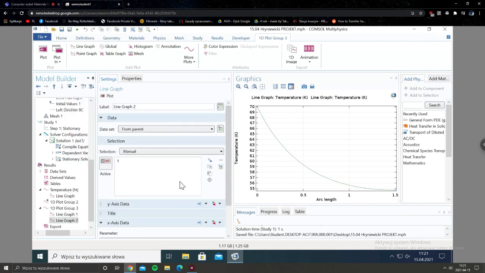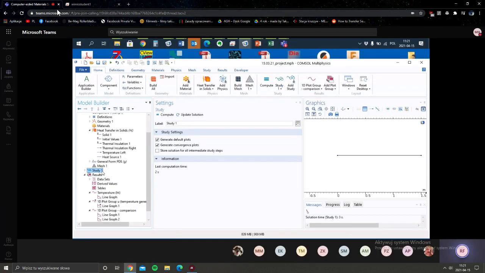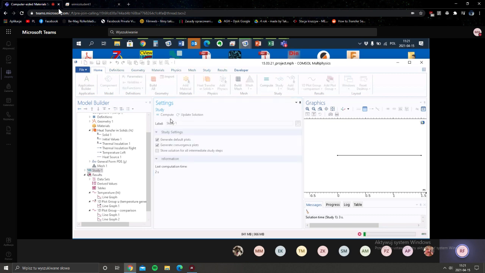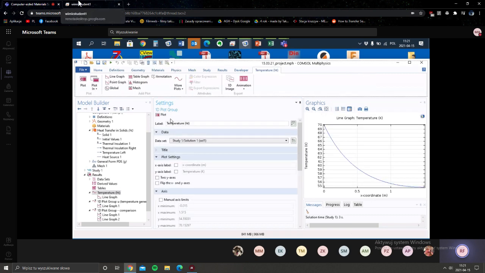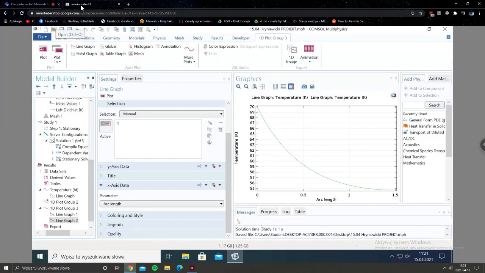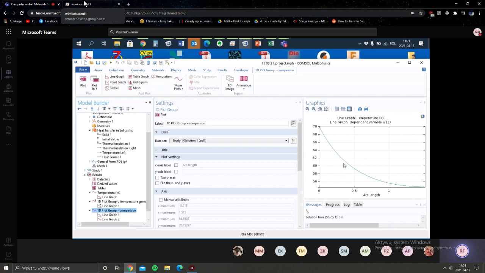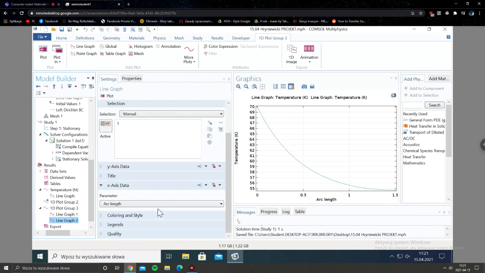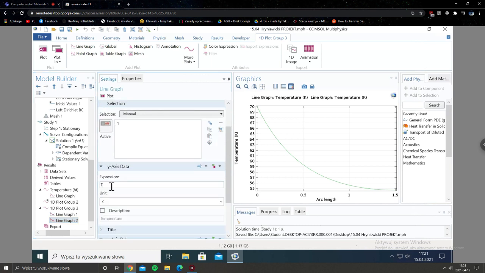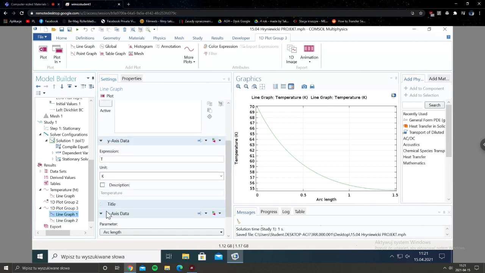However, when we put this minus sign here, which is now correct, and let us click compute, and let us go back to the comparison. I can't see my mouse. All right. And you can see there is no difference. Why? Because they are exactly the same. You can see in the description that we have line graph temperature and line graph dependent variable U. So there are two curves here, but they look exactly the same.